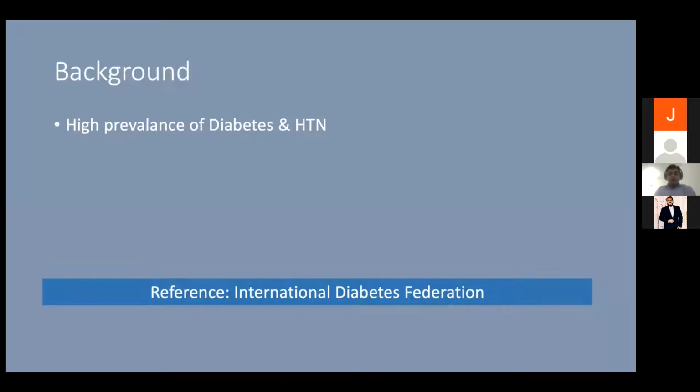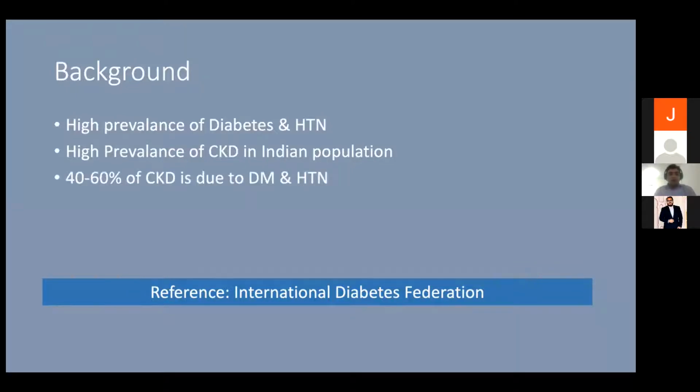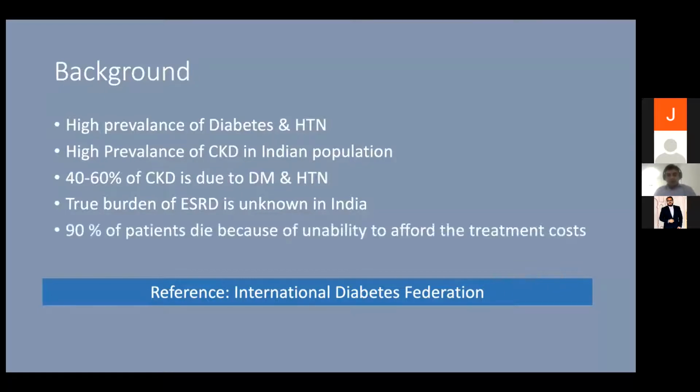As we are a country of over a billion population, with a very high prevalence of diabetes and hypertension, which also contributes to the high prevalence of chronic kidney disease. Among all the CKD patients, at least 40 to 60% is due to diabetes mellitus and hypertension. And also, if the patient ends up in end-stage renal disease, the true burden is still unknown in India. There are multiple reasons for this. Usually, 90% of the patients die because of inability to afford the treatment, because dialysis is really an expensive affair.